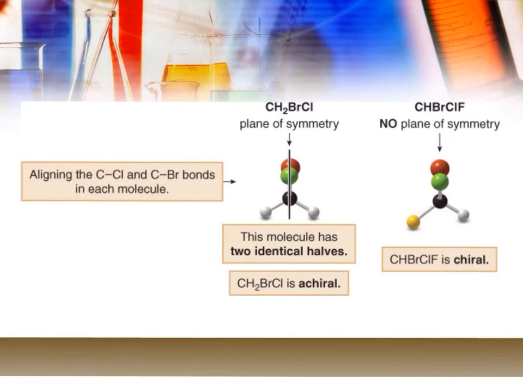Now when we align a molecule up, we can have a plane of symmetry. And this means that the molecule can be divided in half and have two identical halves. So if we can do this, the molecule is achiral. If we look at a molecule and there is no plane of symmetry, then the molecule is chiral.